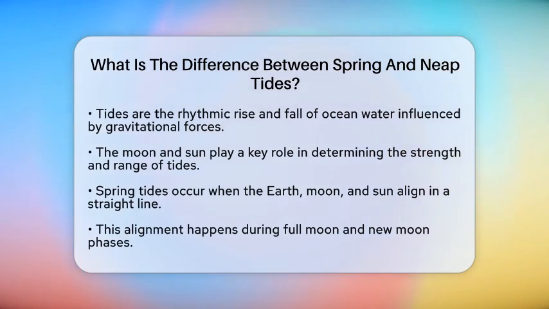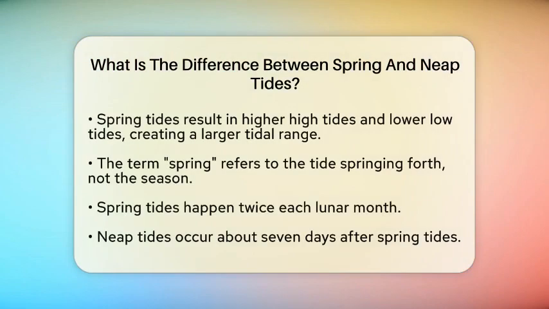Spring tides happen when the Earth, moon, and sun align in a straight line. This alignment occurs during the full moon and new moon phases. When this happens, the gravitational forces of both the moon and the sun combine, pulling ocean water more strongly. As a result, we see higher high tides and lower low tides, creating a larger tidal range.